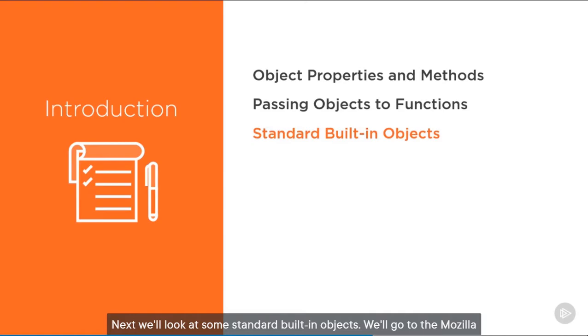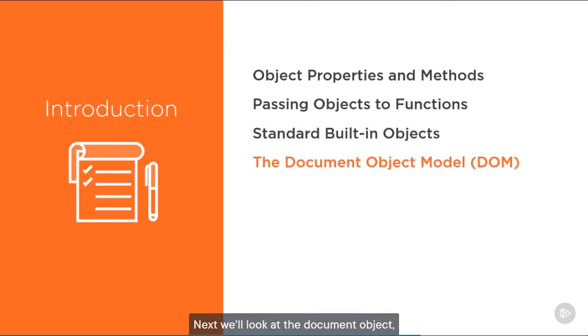Next, we'll look at some standard built-in objects. We'll go to the Mozilla Developer Network and see how we can find out about these objects and look at their documentation and use them in some code. Next, we'll look at the document object, which is part of the Document Object Model, the DOM. And we'll see how we can use that to modify web pages.